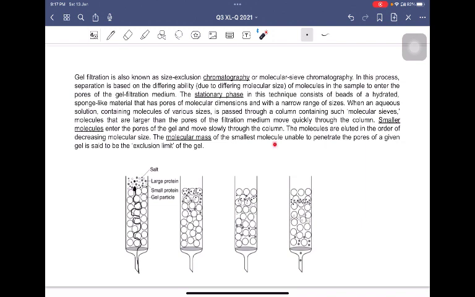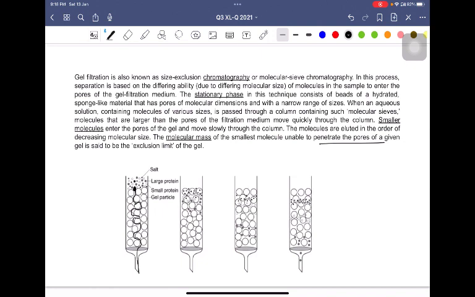The molecular mass of the smallest molecule unable to penetrate the pores of a given gel is said to be the exclusion limit of the gel. So the molecule which cannot penetrate the pores of the gel is said to be at the exclusion limit of the gel.